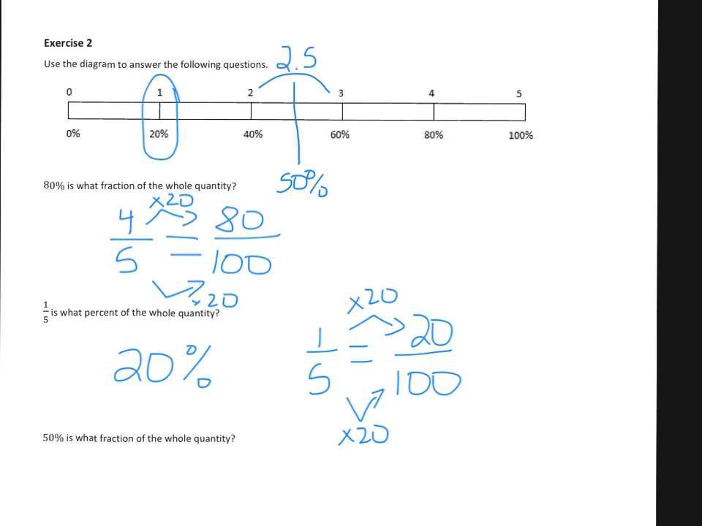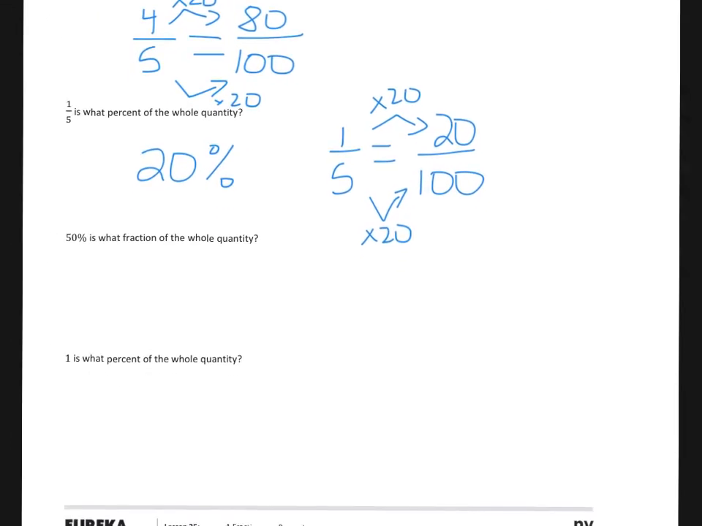But remember, I can always rewrite that percentage out of 100. So I can write it as a fraction. There's a couple options. I could write 50 of 100, but according to the model, it's broken into fifths. So I would have to say that that is 2.5 of 5 total pieces.